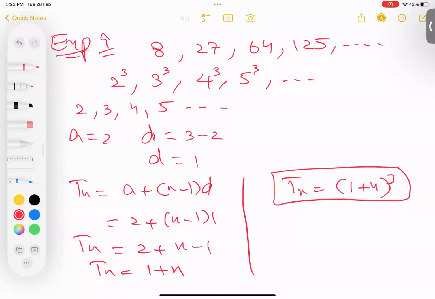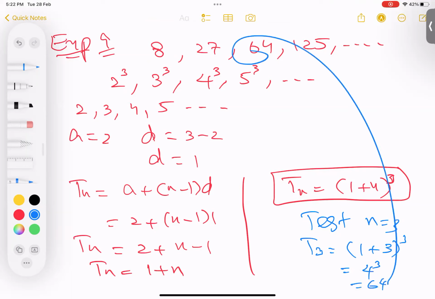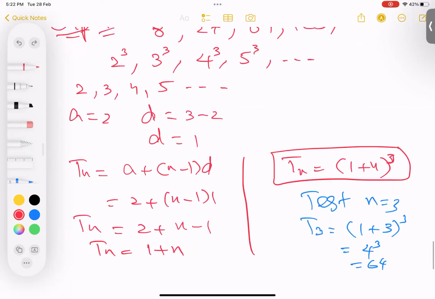And I want to test whether it is right or wrong. So for testing, I take any number, for example 1, 2, 3. The third term is 64. If I plug in n is 3, let's see what answer I get. T3 is 1 plus 3 to the power 3. 4 to the power 3 is 64, which matches. So Alhamdulillah Rabbil Alameen, I believe the point is very clear.